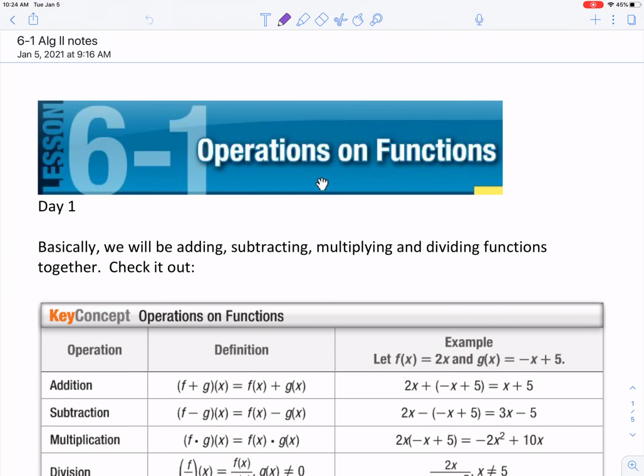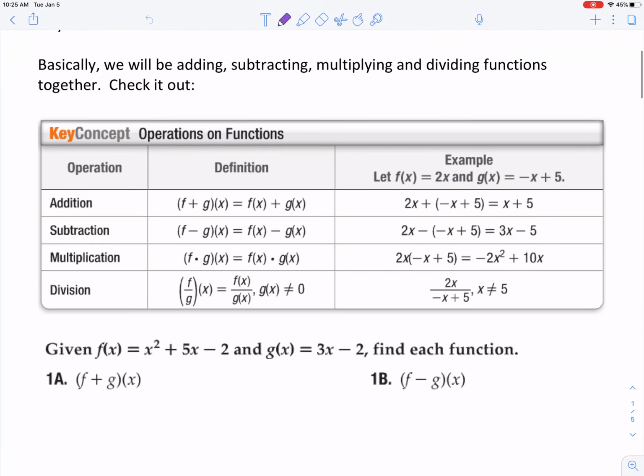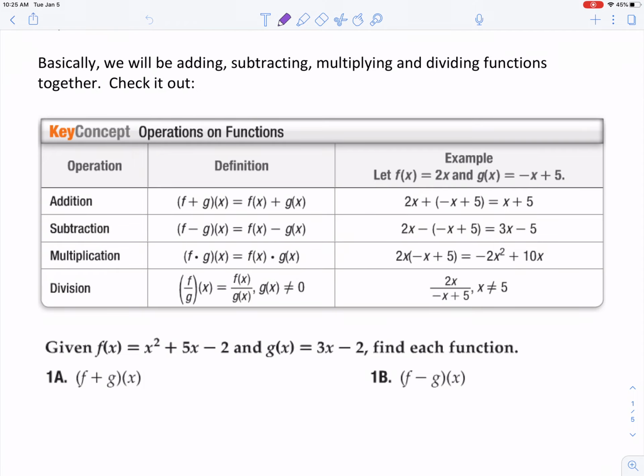Hey, Algebra 2. We start Chapter 6. 6-1 we will do in 2 days. So, Part 1. Check out this table. It does an excellent job of showing exactly what it is we want to do.